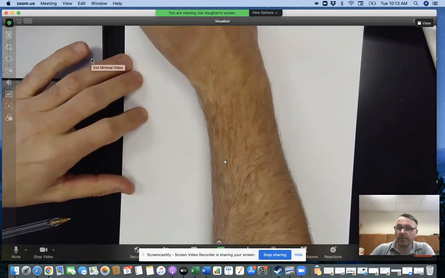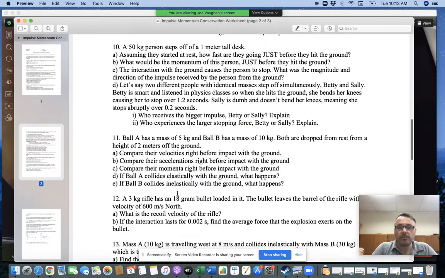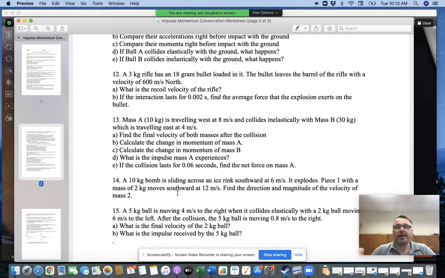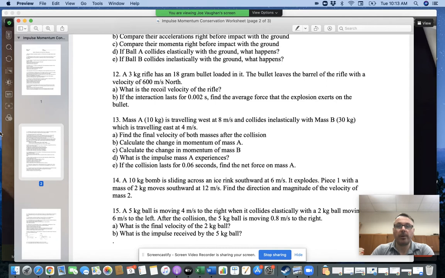So we're going to start with number 12. I'm going to pull that up so we can see it. Number 12 has a 3-kilogram rifle with an 18-gram bullet loaded in it. The bullet leaves the barrel of the rifle with a velocity of 600 meters per second north. What's the recoil velocity of the rifle? And if the interaction lasts 0.002 seconds, find the average force that the explosion exerts on the bullet. All right. So this is an explosion type problem.